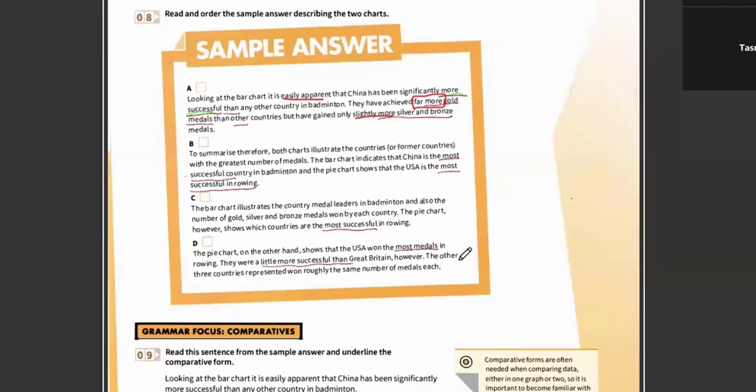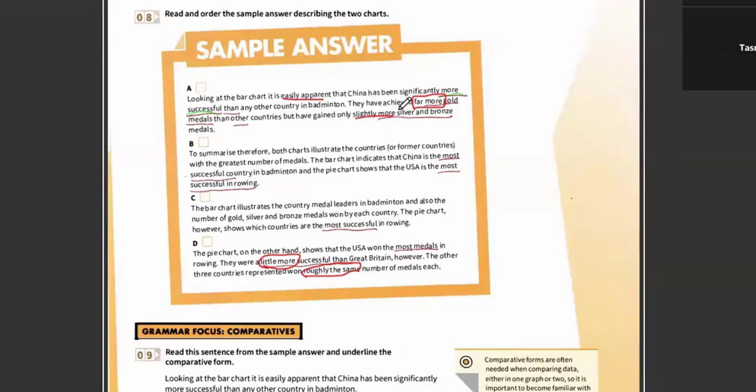Come to the last paragraph, that is D. Okay. Were a little more successful. Yes, very good. Little more. So little is the modifier here. Very good. The last one, there is one more. Roughly. Very good. Roughly the same. Very good. Excellent. So this is the last one.